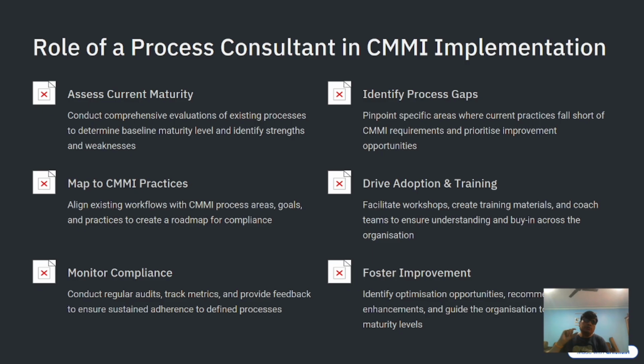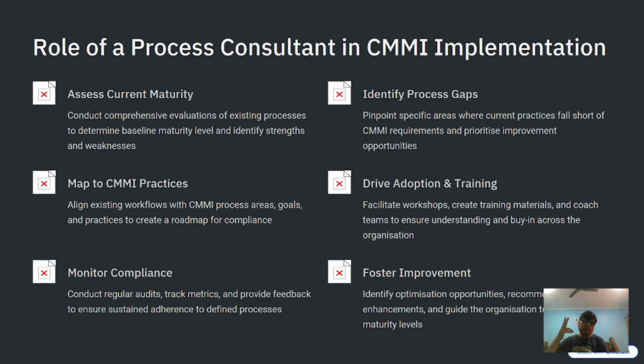So what does the process consultant have to do? He has to conduct a comprehensive evaluation of existing processes to determine the baseline maturity level and identify strengths and weaknesses of the projects. So this is the first assessment the process consultant has to do. Based upon that, the process consultant can analyze at what level the project is.